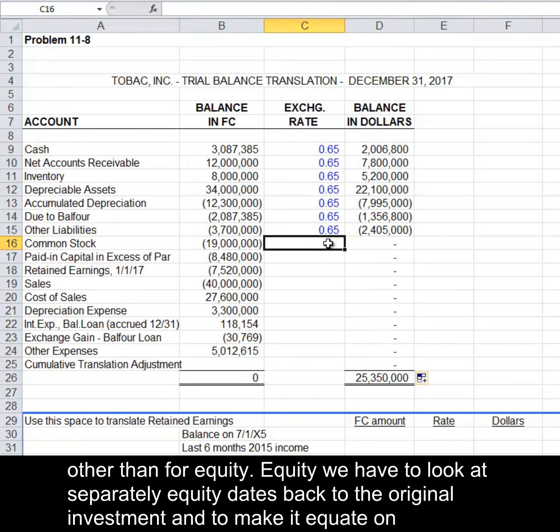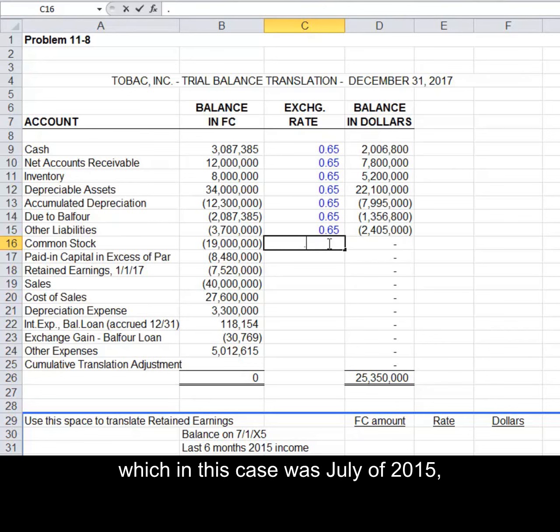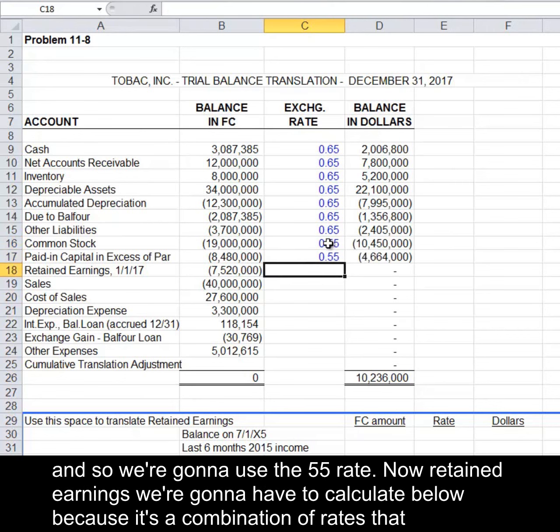Equity dates back to the original investment, and to make it equate on the worksheet, we have to do it at its historical rate, or the rate on the date of acquisition, which in this case was July of 2015, and so we're going to use the 55 rate. Now retained earnings we're going to have to calculate below because it's a combination of rates that accumulate over time.